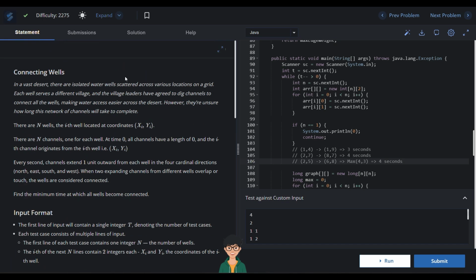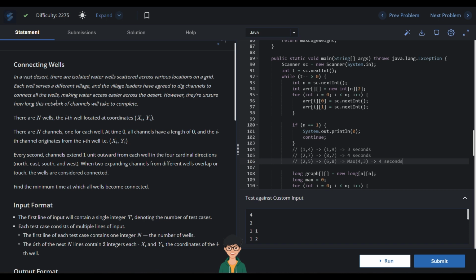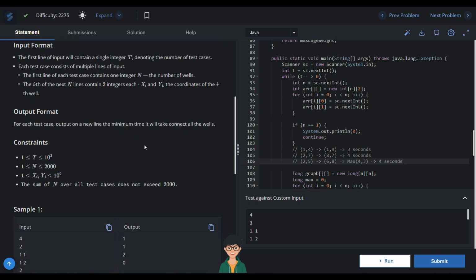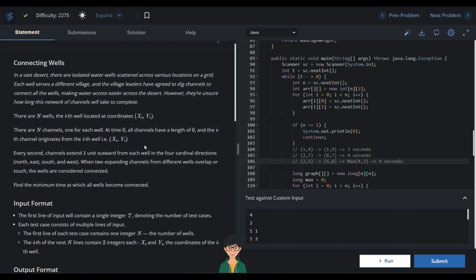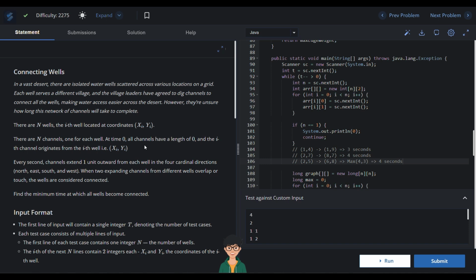Now let's see the last question. It was the fifth question, connecting wells. This was the graph question. In this, you are given coordinates on a plane, and the coordinates specify that there is a well at that position. So there is a well at every coordinate you are given. Now, in the village, they want to connect all the wells.